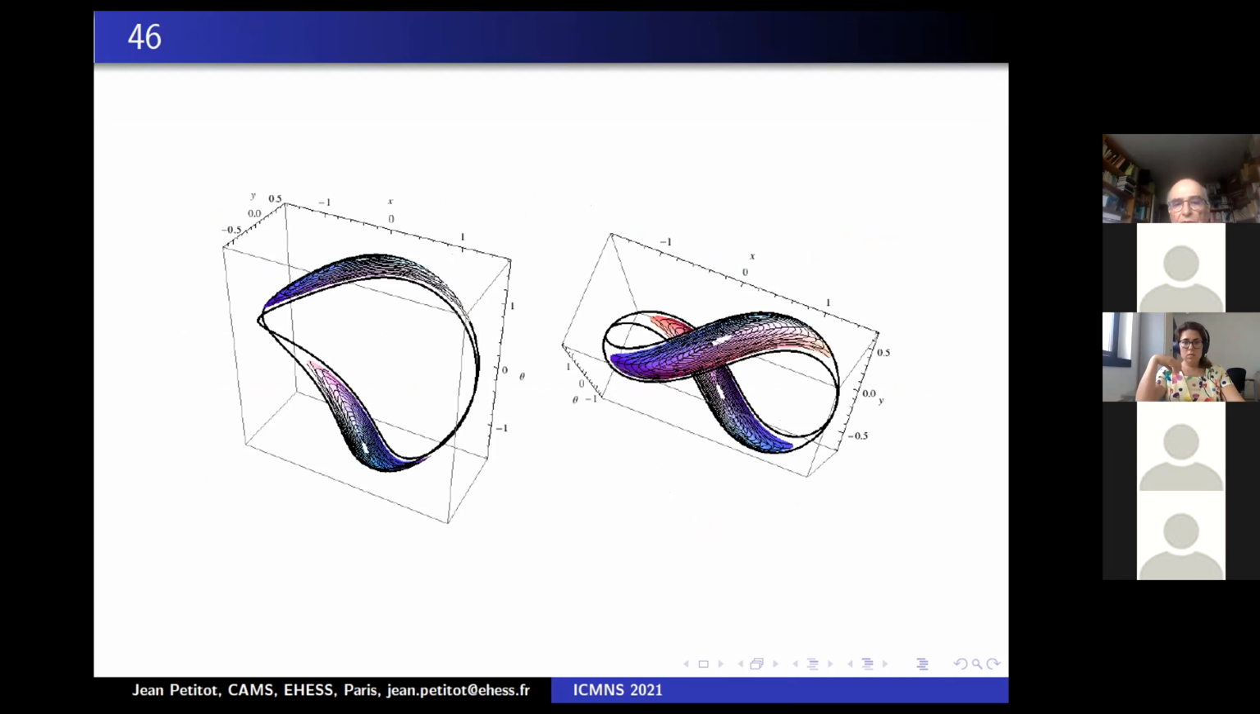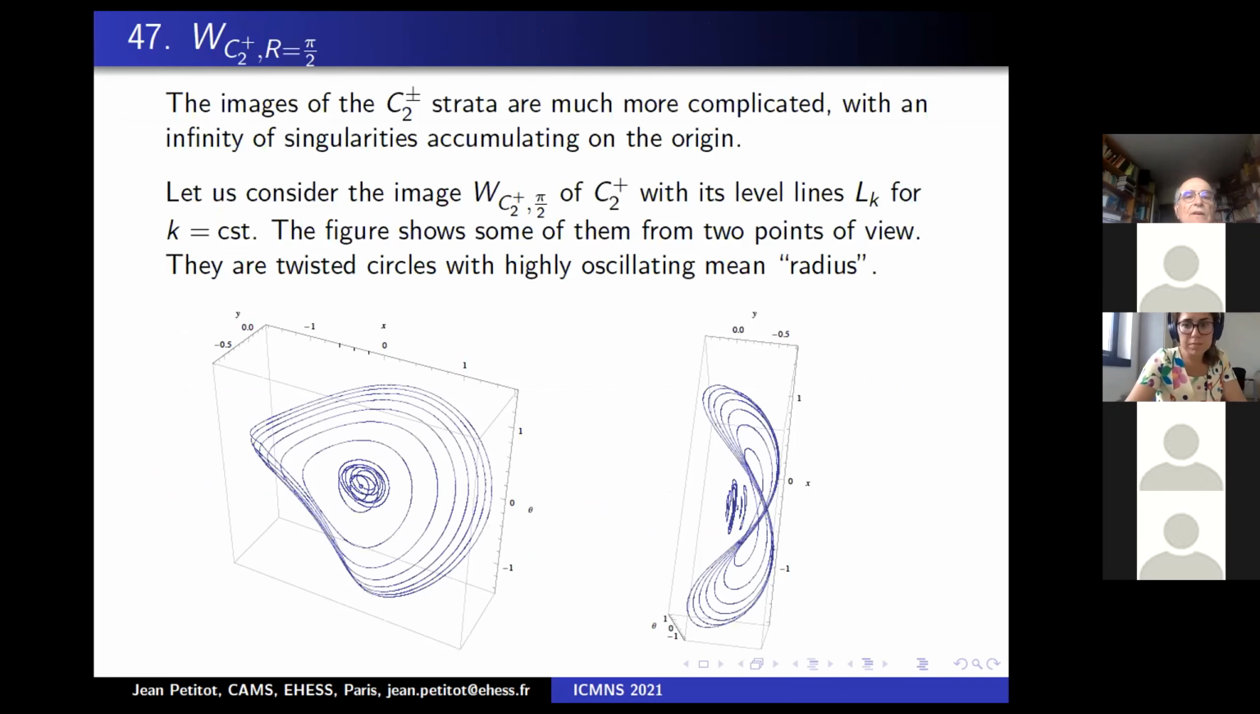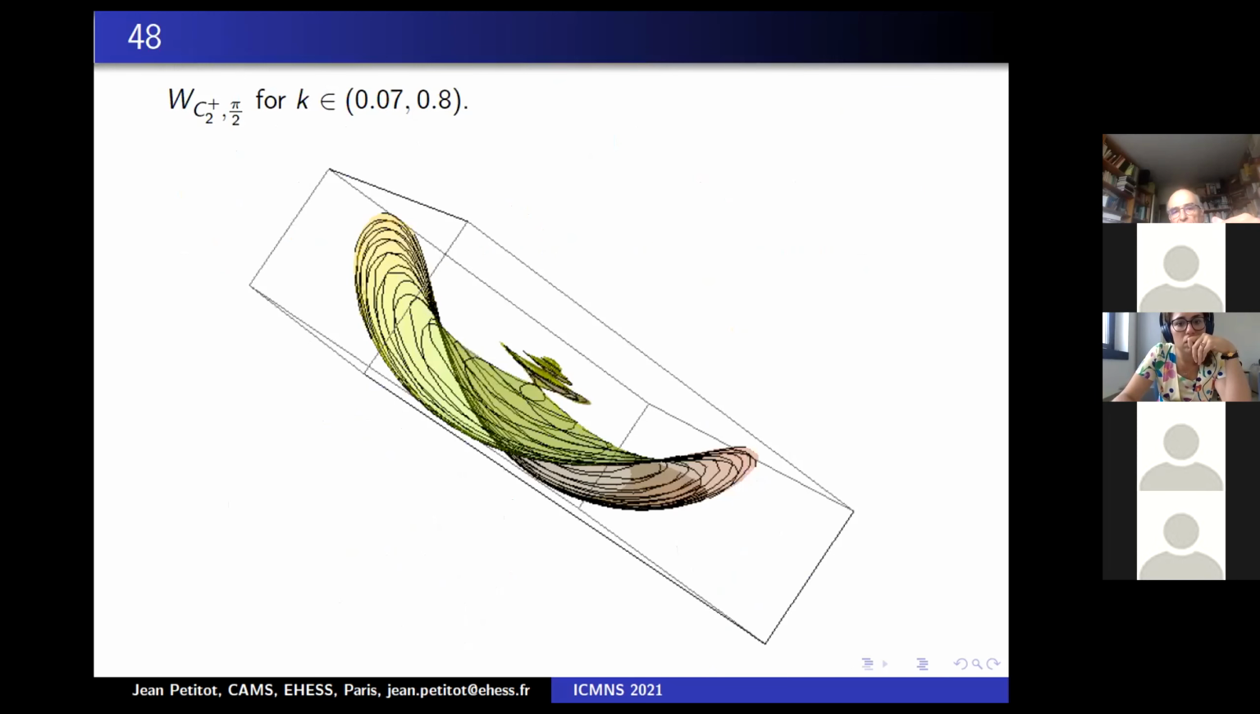But the most complex part of the sub-Riemannian sphere and wavefront is given by the images of the C2 strata with an infinity of singularities accumulating at the origin. So here you have the image of some level lines of WC2 plus, for k equal constant, the modulus k equal constant. And so you see these level lines. Here you have another, more complete image.